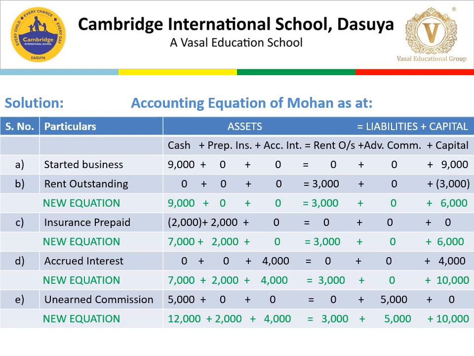So there is a new column of prepaid insurance on the asset side, 2,000 rupees added. No effect on any other item. The new equation would be cash rupees 7,000, prepaid insurance 2,000, rent outstanding as it is 3,000 and capital 6,000. The total equals rupees 9,000.